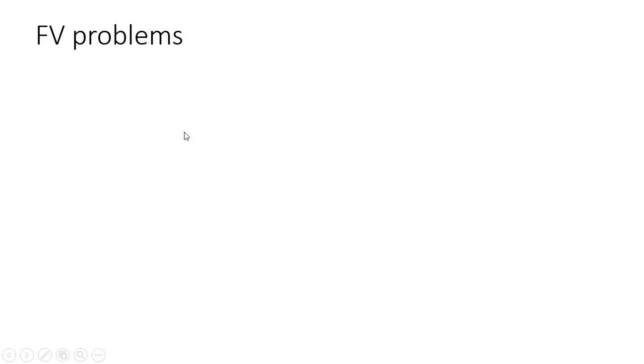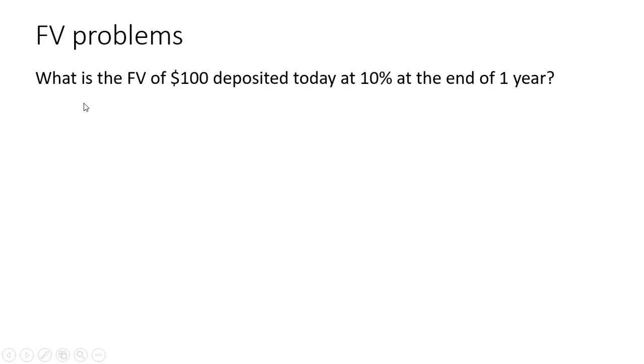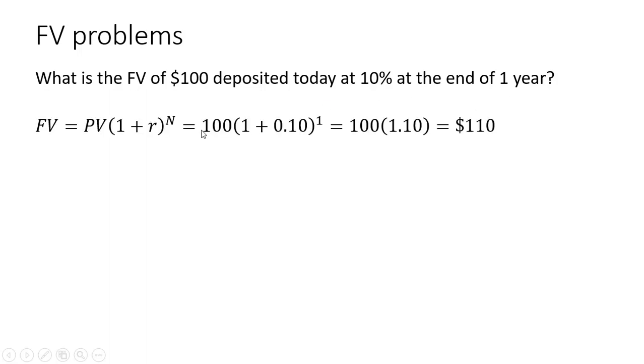So let's do some problems. So, future value problems. What is the future value of $100 deposited today at 10% at the end of 1 year? Using our formula here, $100 is what you deposited today, or the present value. 1 plus R, the interest rate, where again the interest rate is entered as a decimal. So simplifying this, we get $110.